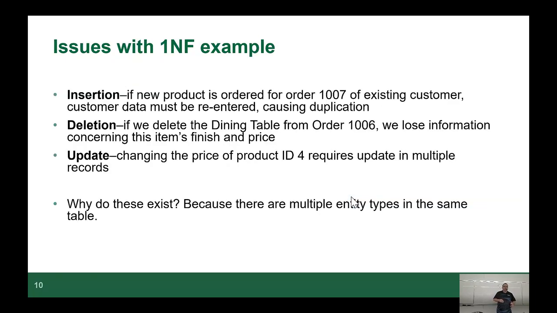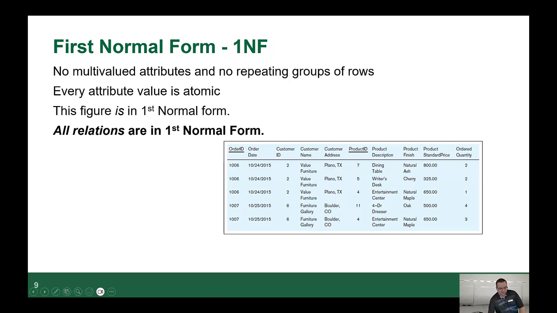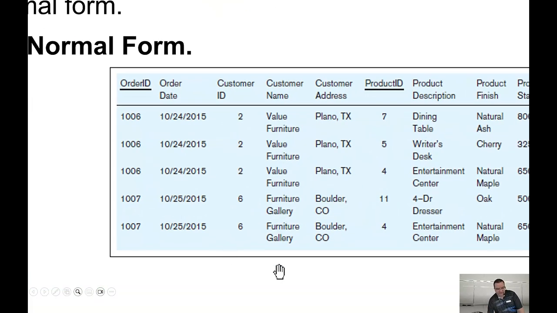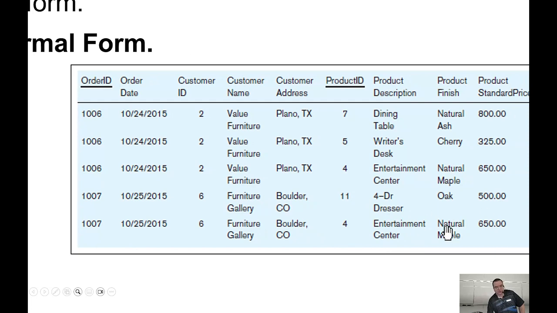So with our current first normal form example, we have all three kinds of anomalies present. Anomalies are not our friend. We have an insertion anomaly. If a new product is ordered for order 1007, customer data must be re-entered, causing duplication. So if I go back here and we look at 1007, if we want to add another product, we have to add another chunk of data with 1007 in it. We're duplicating data.